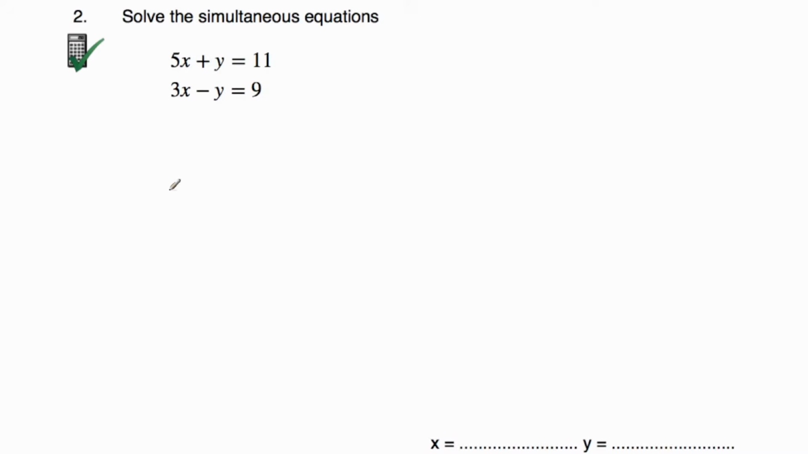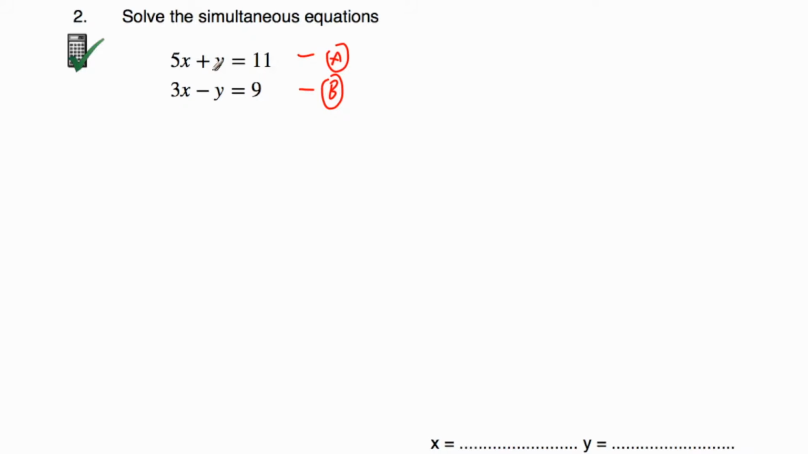So let's have a look at our next question, question 2. So question 2 says, solve the simultaneous equations 5x plus y equals 11 and 3x minus y equals 9. So let's label our equations A and B, just so whenever I'm talking about them, you know which one I'm talking about. So we've got equation A, which is 5x plus y equals 11. And we've got equation B, which is 3x minus y equals 9.